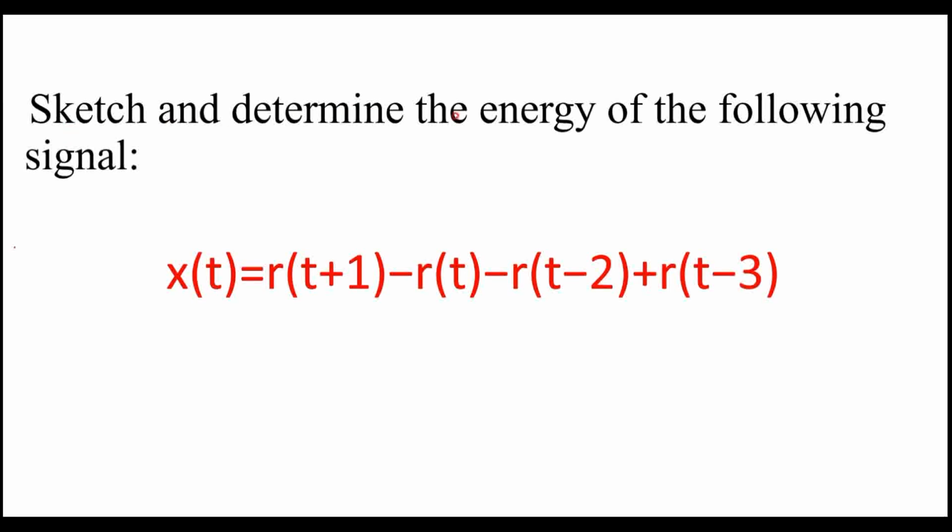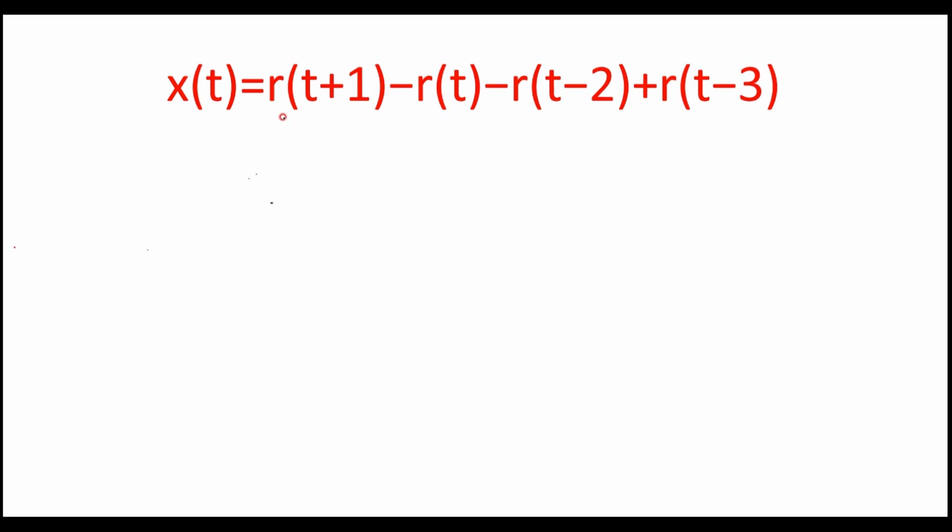Sketch and determine the energy of the following signal. Here signal x of t is given, which is equal to r of t plus 1 minus r of t minus r of t minus 2 plus r of t minus 3. Here x of t is made of all ramp signals. Now let's draw each ramp signal.